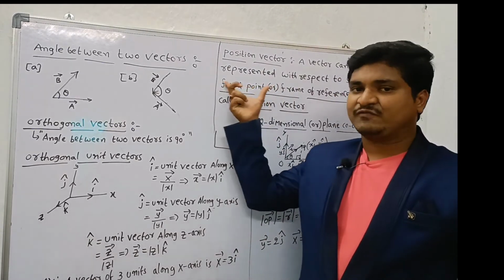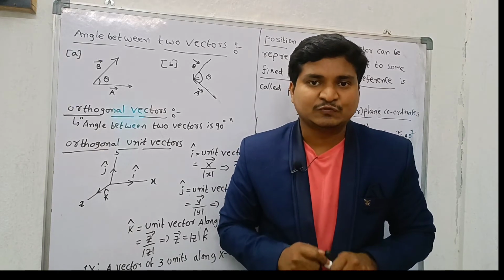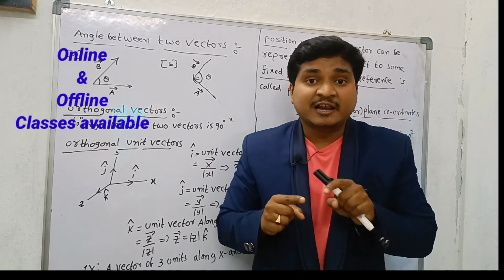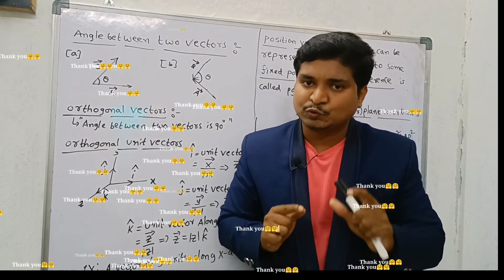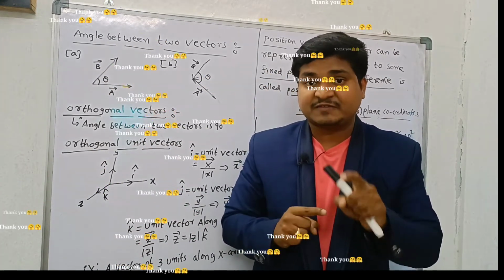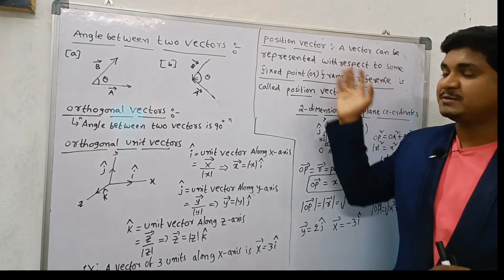Using the position vector you can find the velocity also. The position vector concept is helpful to find the relative motion between two persons or the relative motion between two trains. So for relative motion between two cars in the motion in a plane concept, this position vector concept is very important.